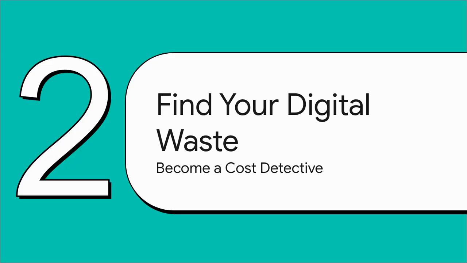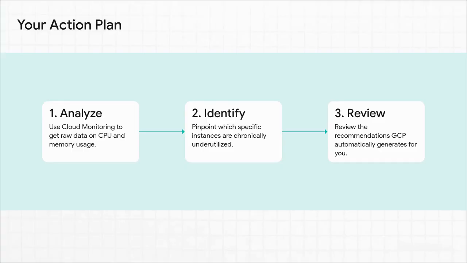Okay, so how do we find these empty rooms? It's time to put on your cost detective hat. And don't worry, you don't need a magnifying glass for this, just the right tools that are already sitting there inside your GCP console. And here it is, your simple 3-step action plan. First, you're going to jump into Cloud Monitoring to get the real data. What's your CPU and memory usage actually look like? Second, you use that data to pinpoint the exact instances that are always underused. And third, and this is my favorite part, you just review the recommendations that GCP automatically gives you. Google's tools will literally tell you, hey, you could save a bunch of money just by resizing this machine. They do the work for you.